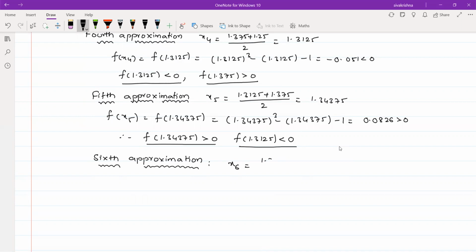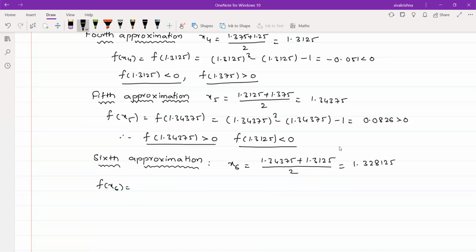So it means 1.34375 plus 1.3125 by 2. On calculating the sixth approximation, this is equal to 1.328125. This is the average of those two numbers. Immediately after getting x6, we have to find f of x6. Till now, once again, only one decimal place is equal. We have to continue until two decimal places are equal.